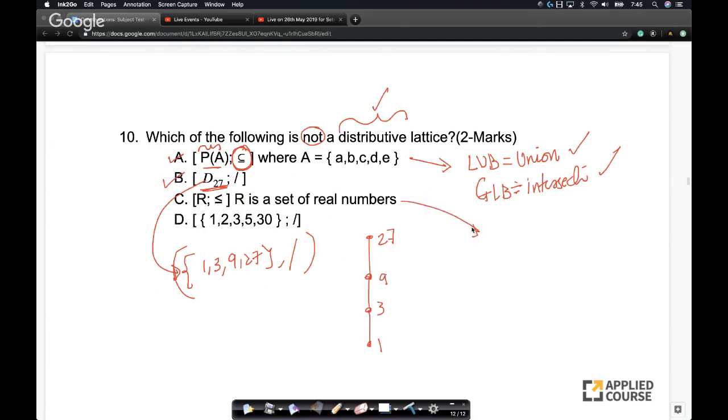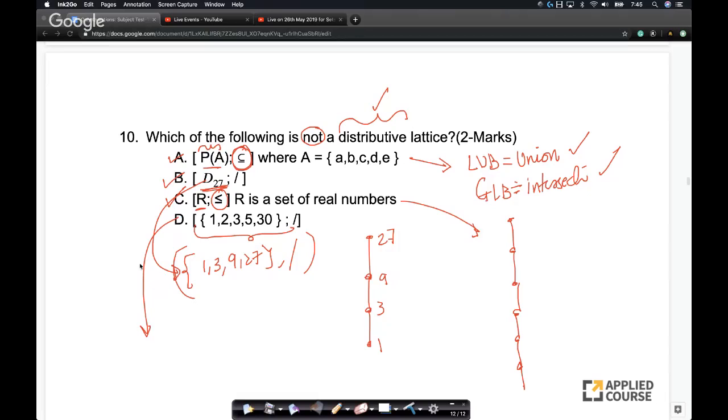Now let's look at the third one, which is the set of real numbers with less than or equal to. How does the Hasse diagram look? It actually looks like a chain, because for a set of real numbers, less than or equal to is a chain. And we know a chain is distributive. So this is also distributive. The only one which is not distributive is the last one. Because I've eliminated these three options, option D is the right option.